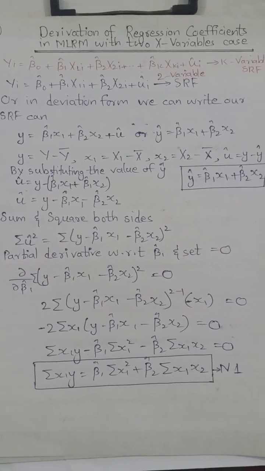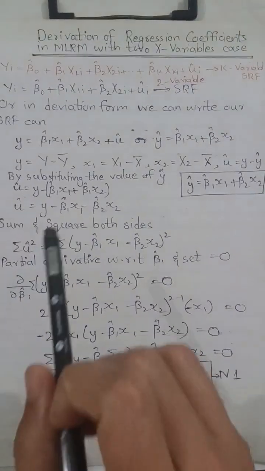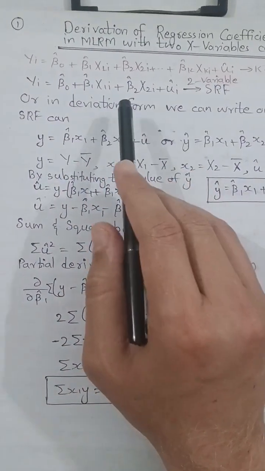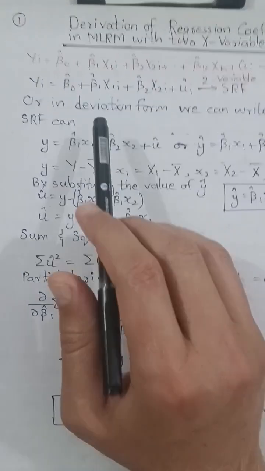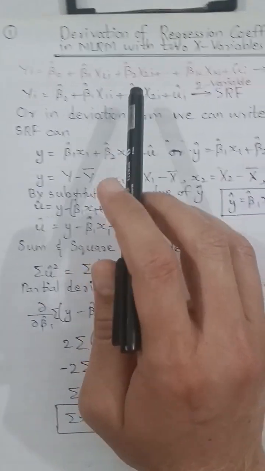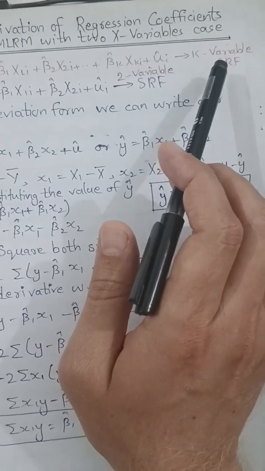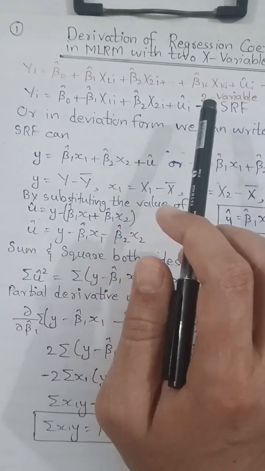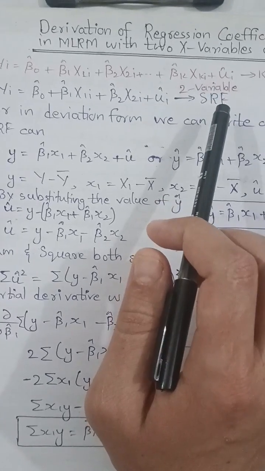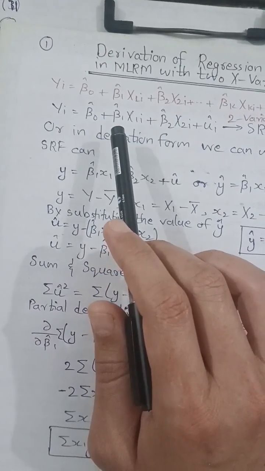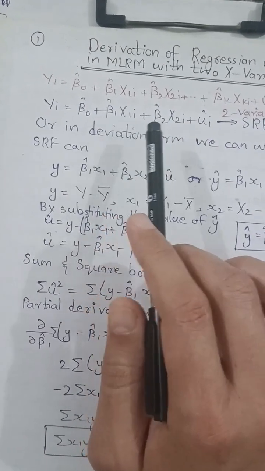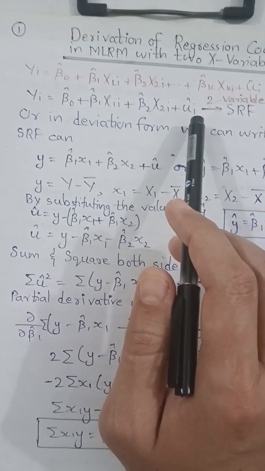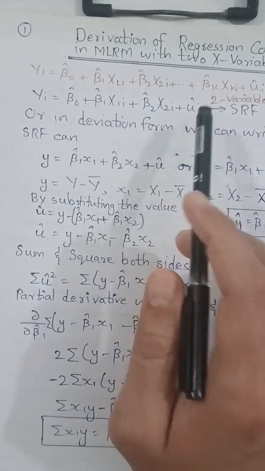In the previous lecture, we discussed what is multiple linear regression and how to derive the intercept in multiple linear regression. So in this video, I will show you how to derive the partial slope coefficients in multiple linear regression. Remember that this is our sample regression function in k variable case. We can also write this sample regression function in two variable case where y equals beta naught hat plus beta 1 hat x1 plus beta 2 hat x2 plus u hat, where u hat is our residual.